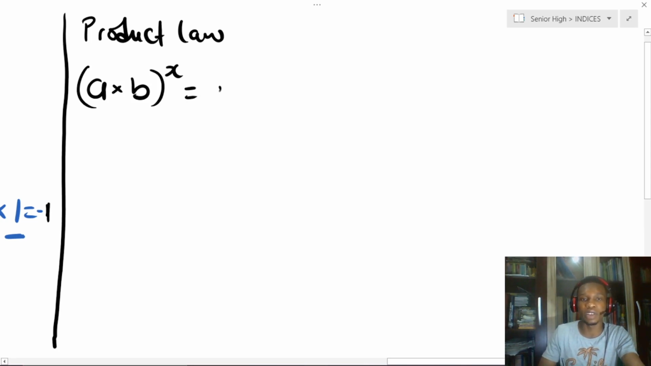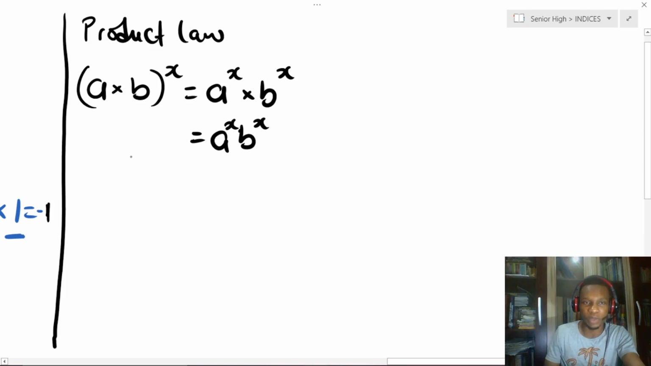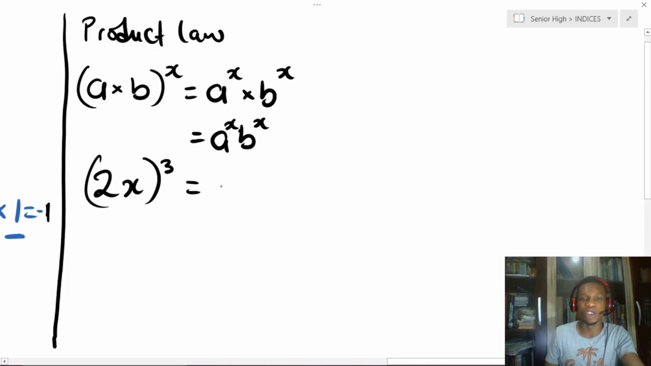It will be equal to what? a raised to the power of x multiplying b raised to the power of x. Remember I told you that this x, since it is in a bracket, is affecting everything inside. For example, let's say 2x raised to the power of what? Let's say 3.